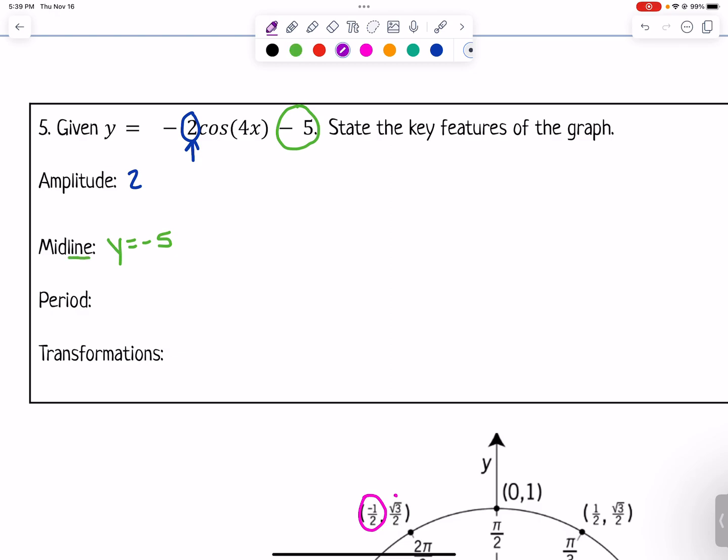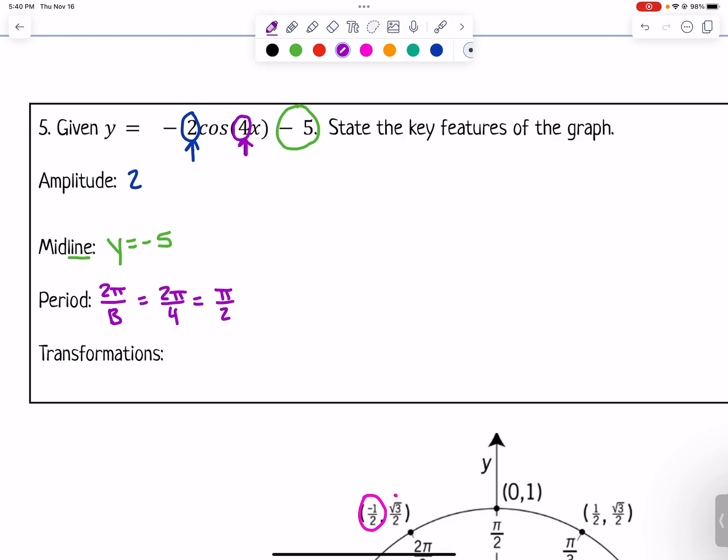The period of your graph is always 2 pi divided by b, and the b value is always whatever's right in front of your variable and right after cosine or sine. So it's always whatever's right in between those. So that's going to be 2 pi divided by 4, and then we could just reduce it a little bit to be pi over 2.